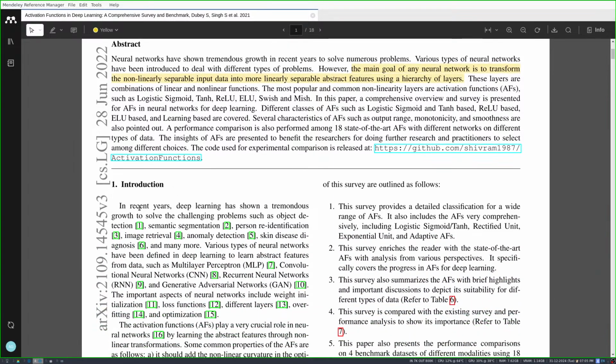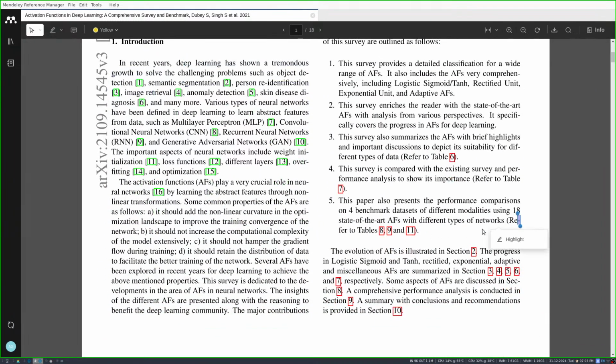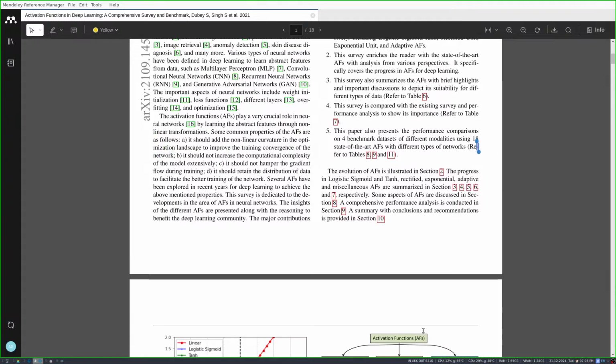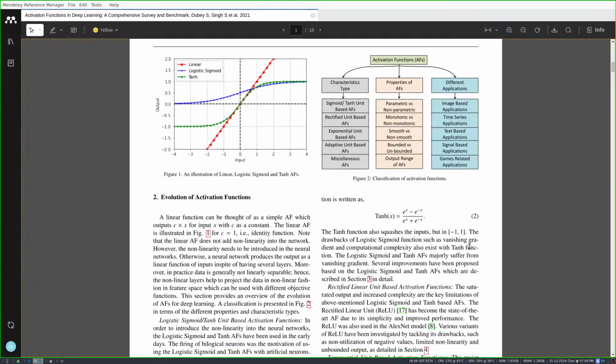Introduction. In recent years, deep learning has shown tremendous growth. I mean, oh, that's the introduction. We don't do that. All right. So now we skim through the paper.